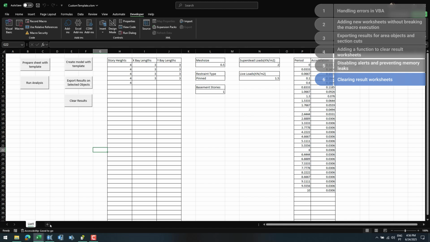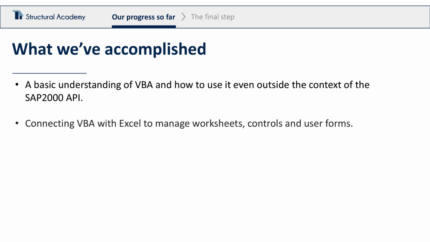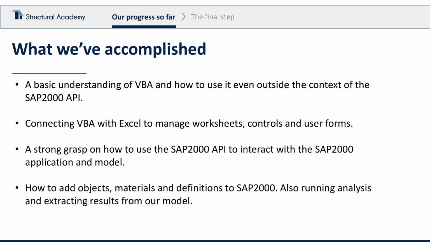Great! We've progressed a lot here. We're now able to run an analysis on our model and get relevant results from SAP 2000 and output them into new result worksheets. We can also delete any result worksheets from our workbook with a simple press of a button. You should now have all the fundamentals of not only working with the SAP 2000 API, but also how to use VBA in connection with Excel in a decently adept fashion.